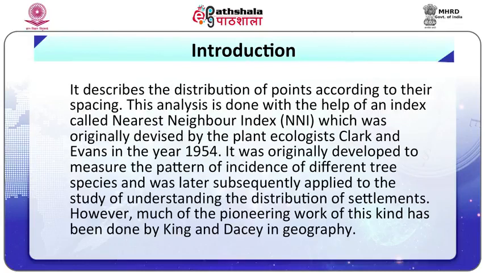It describes the distribution of points according to their spacing. This analysis is done with the help of an index called the nearest neighbor index, that is NNI, which was originally devised by the plant ecologists Clark and Evans in the year 1954. It was originally developed to measure the pattern of incidence of different tree species and was subsequently applied to the study of understanding the distribution of settlements.